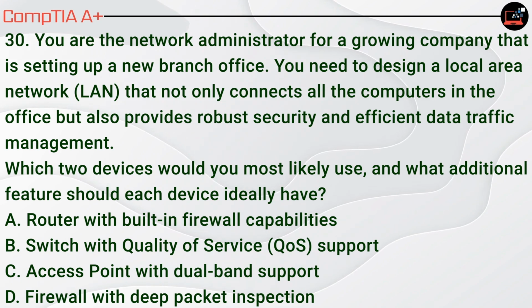You are the network administrator for a growing company that is setting up a new branch office. You need to design a local area network, LAN, that not only connects all the computers in the office, but also provides robust security and efficient data traffic management. Which two devices would you most likely use, and what additional feature should each device ideally have? A. Router with built-in firewall capabilities. B. Switch with quality of service QoS support. C. Access point with dual band support. D. Firewall with deep packet inspection.